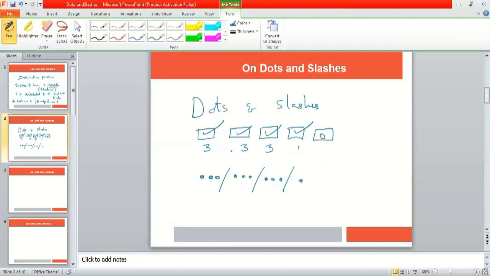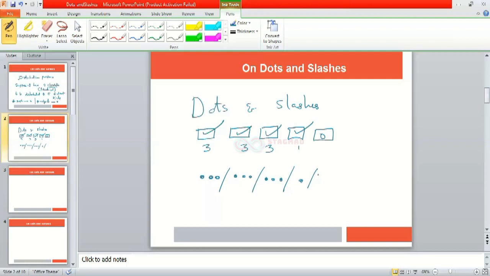Or maybe I can put a slash here. You can observe that all 10 chocolates have been represented here, 3, 3, 3, 1, but I have only 4 slashes. That means I need not put a last slash.